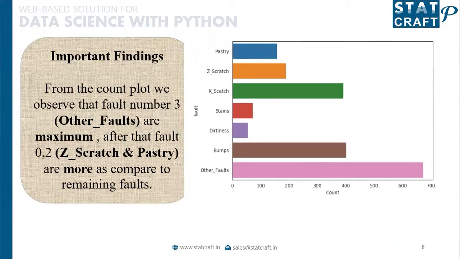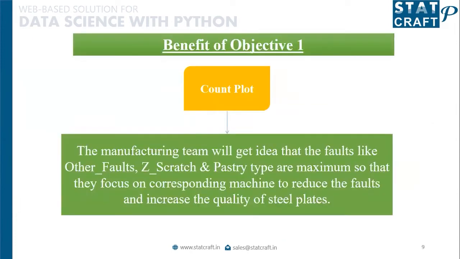So one of the important findings from the count plot is that fault number 3, that is other faults, is the maximum. After that, we have faults number 0 and 2, that is scratch and pastry. They are more as compared to the rest of the faults.